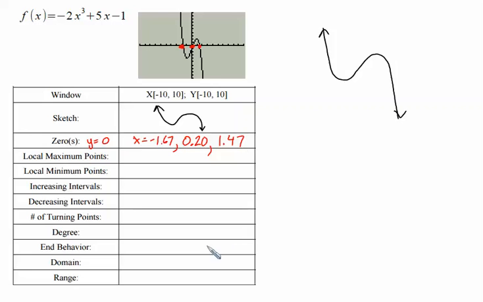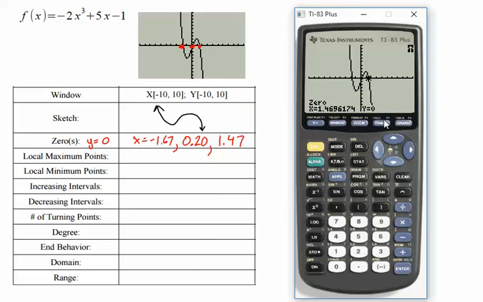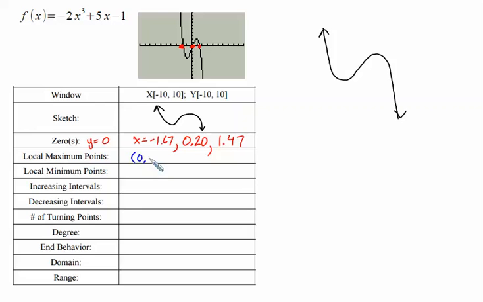Now local maximum points. We've already used the calculator for a maximum before, but we'll do it again. Second trace, option 4 is the maximum. Here's where it's at. So to the left I'll say 0, to the right I'll say 2. I'll guess x equals 1, and there it is. 0.91, comma 2.04. And I'm going to put on the picture 0.91 as the x value.